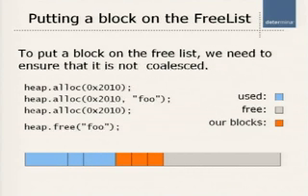The next technique is for putting a block on the free list, and I think I mentioned this a few slides ago. The problem with the free list is that if you try to free a block, it will get coalesced with the free blocks around it, and you'll have a free block of a different size, pretty much unpredictable because it depends on what the free blocks around it are. To deal with this, if we want to put a block of a specific size on the free list, we're going to allocate 3 blocks, and then free the one in the middle.